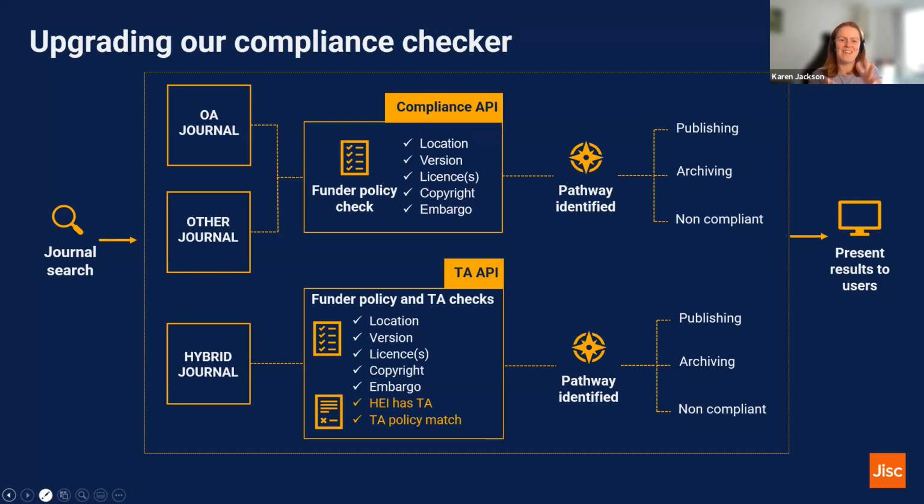So I'm sure as you're gathering from this diagram, it is quite a complicated process, and we're not fully there yet. We have a compliance checker which does everything for the OA and other journals that's listed there. We can do that for hybrid journals, but we don't yet have full integration with the ability to check for transitional agreements. So those two last points that are highlighted in orange on the diagram are areas that we're still working on. It's an ongoing process, and there's a lot to consider, but that's where we are with compliance tools just now.